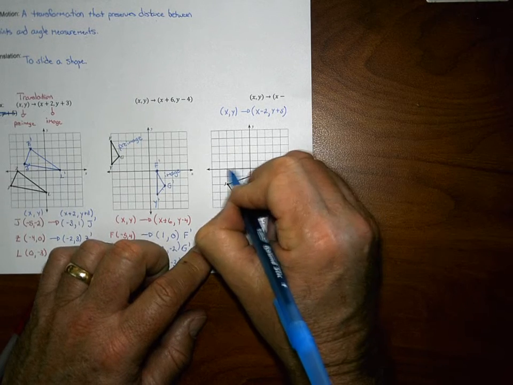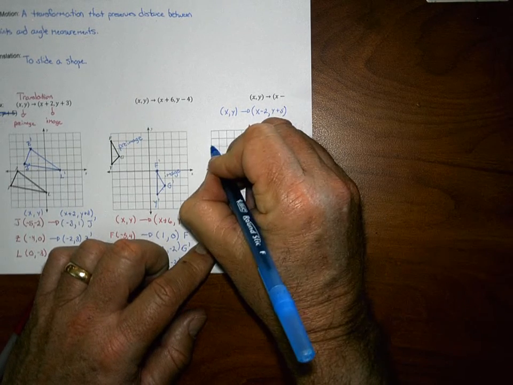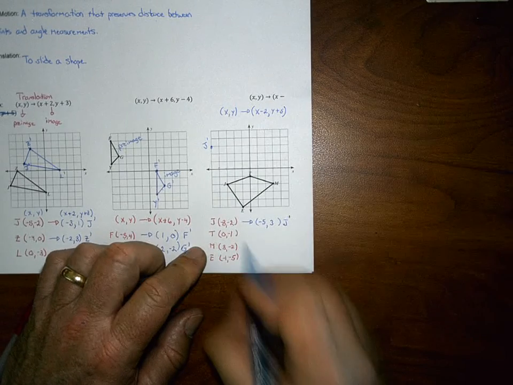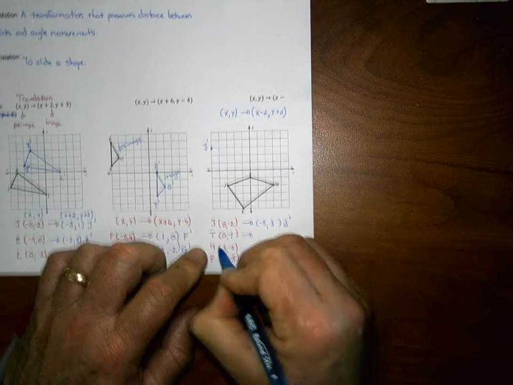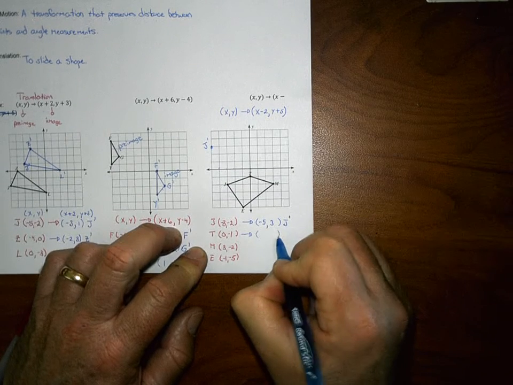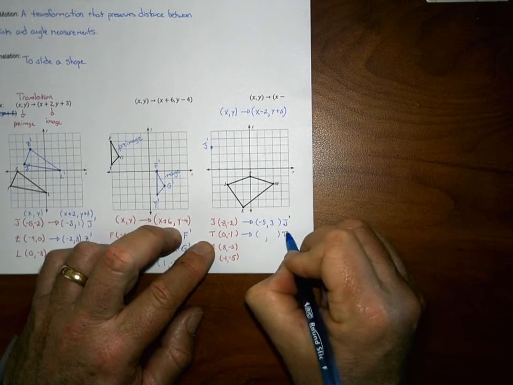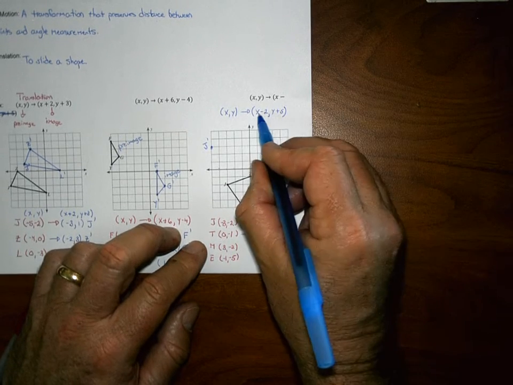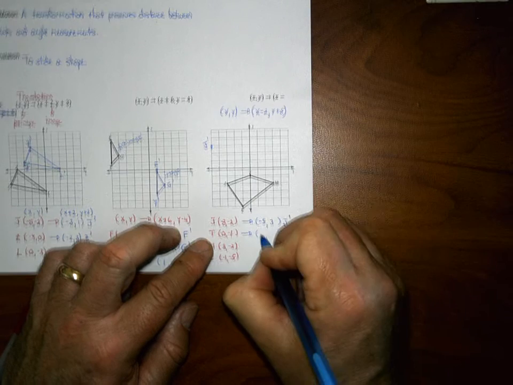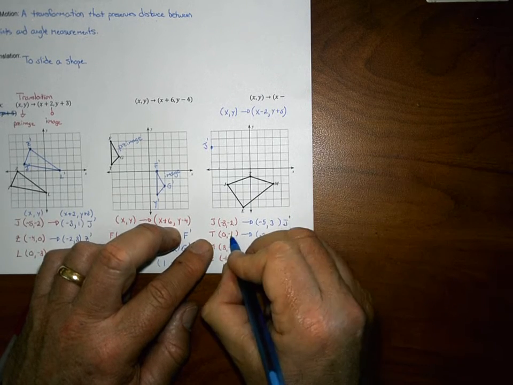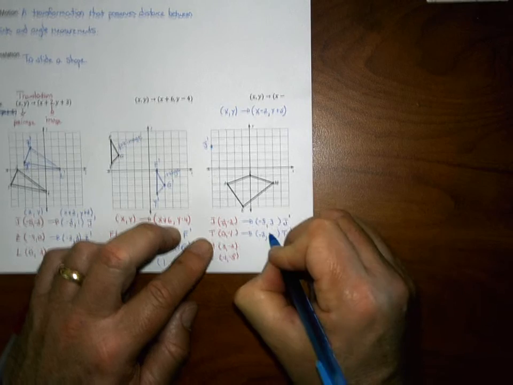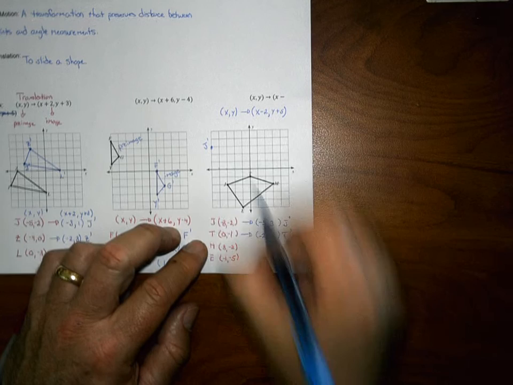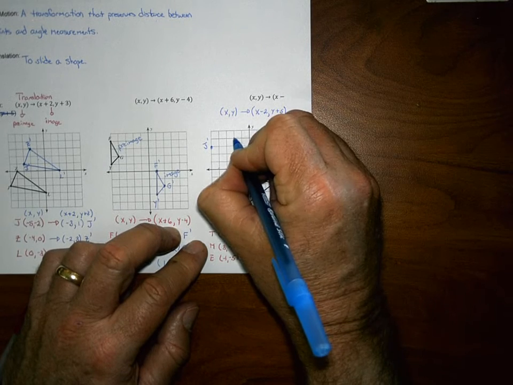1, 2, 3, 4, 5. 1, 2, 3. So there's my J prime, right here. And then I'm going to follow that same rule for T and M and E. Okay, so the new coordinates of T, which is going to be the image, which we'll call T prime: we're going to take the x value, 0, subtract 2 from it. So that would get me to -2. And then we're going to take the y value, -1, add 5 to it, so that would move that to 4. So the image of T, which we call T prime, would be at -2, +4.